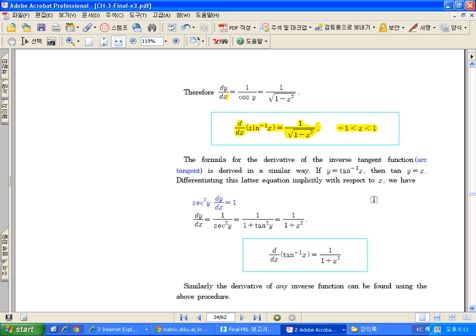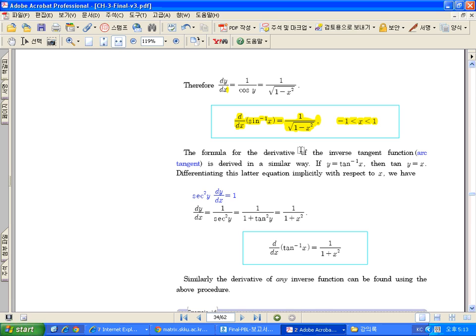Now, this is the way to get the differentiation of an inverse function. Similarly, for the function y is equal to inverse tangent x, then tangent y is equal to x. Then differentiate both sides with respect to x, then we have this, because the derivative of tangent y is secant square y times dy over dx. And the differentiation of x with respect to x is equal to 1.